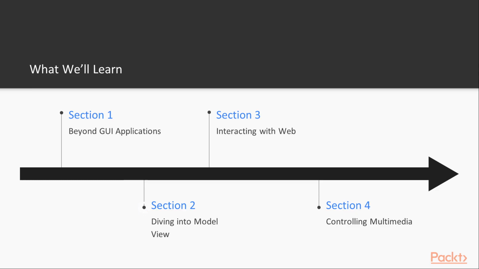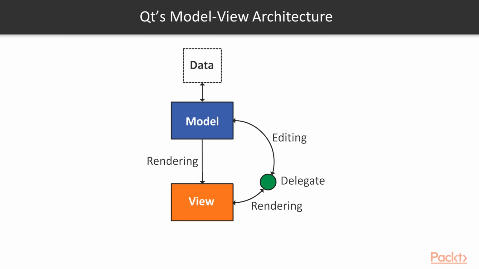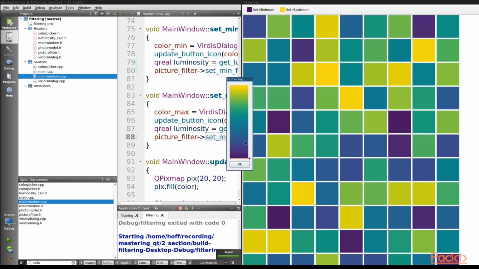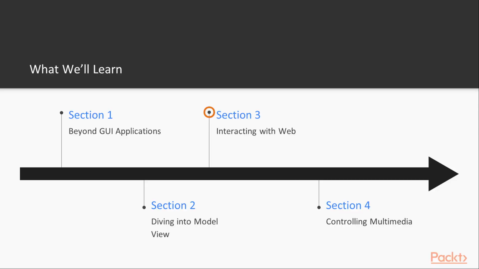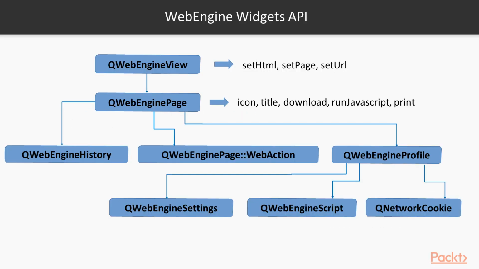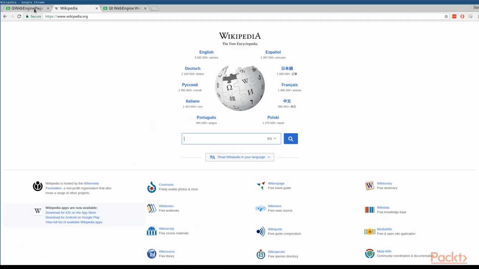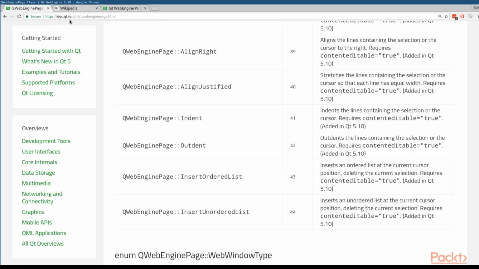Once we're done with that, we'll move on to the model view, where we'll explore in-depth Qt's model view framework and tease out some of its inner workings. We'll also look into interacting with the web, showing how to embed web pages in our application, as well as reaching out and interacting with JavaScript on the pages.